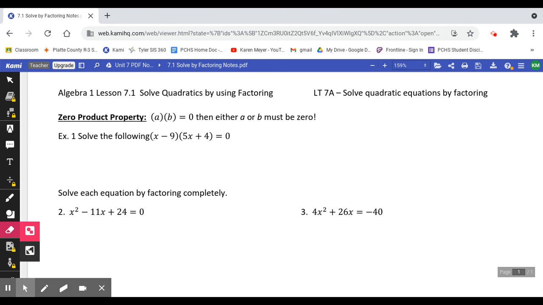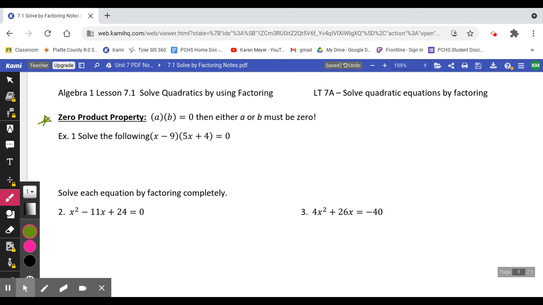Okay, in this lesson, we are going to talk about how to solve quadratics with factoring. So if you can remember the factoring that we did in the last unit, we are going to add more on to the end of the problems. And the part we're going to add on to the end of the problems, we're going to use the zero product property to help us do that.